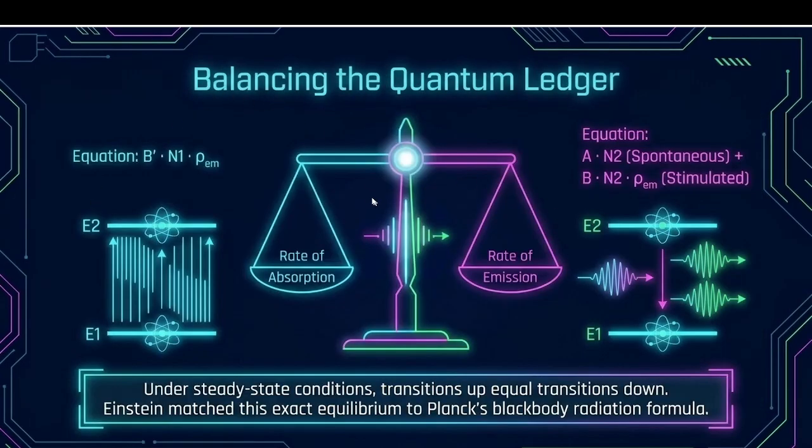If you are balancing the absorption rate and the emission rate, and you consider the stimulated emission overcoming the spontaneous emission, what happens is the equation B' N1 PEX is the number of photons absorbed by the material, and PEM is the probability of emission, and there is the equation A N2 for spontaneous and B N2 PEM for the stimulated. This should be PEX.